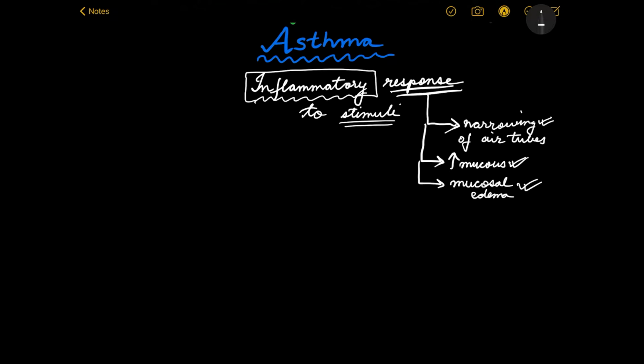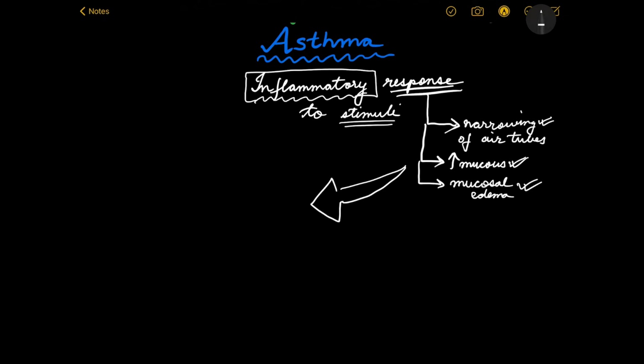Obviously, we will be studying inflammation in a lot more detail when we will be talking about pathology. Obviously, there is an entire chapter of inflammation there. But considering that you have some basic idea of what inflammation is, I would say it's pretty self-explanatory as to what asthma is then. It's an inflammatory response to a number of stimuli which leads to narrowing of the air tubes, increased mucus secretion, mucosal edema. And what would all of these lead to? What are the clinical effects of this?